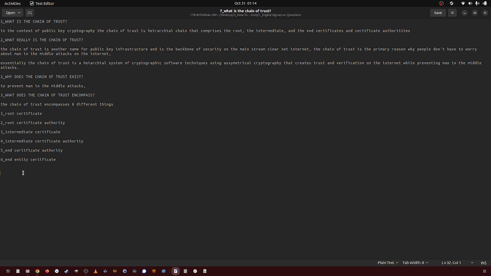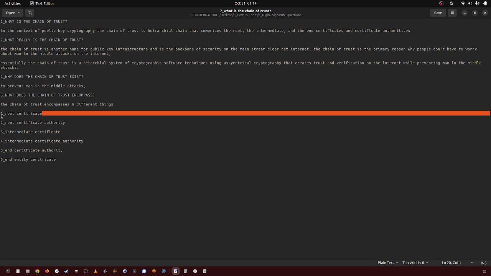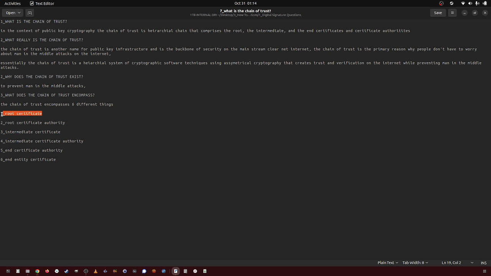Whether it's inside a root certificate, digital certificates and digital signatures and so on. So yeah, that's what the chain of trust is.